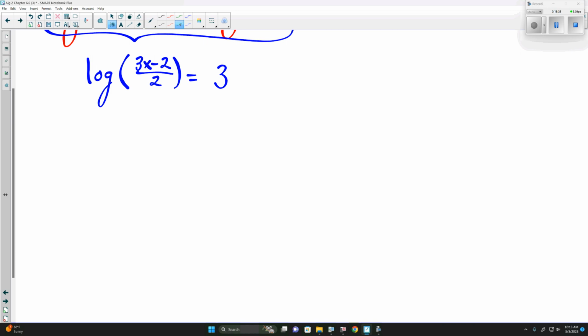Now, the rest of the steps going forward are going to be pretty similar to what we've done before. At this point here, we need to put both sides to the base of what? 10. Because here, the 10 to the log is going to simplify out, leaving us with 3x minus 2 over 2 is equal to 10 cubed is 1,000. And it does work out. The exponent that is attached to 10 tells us how many zeros that we have.